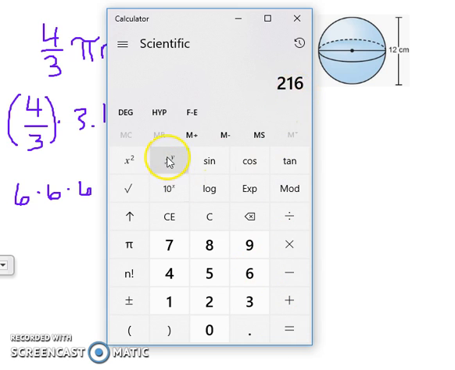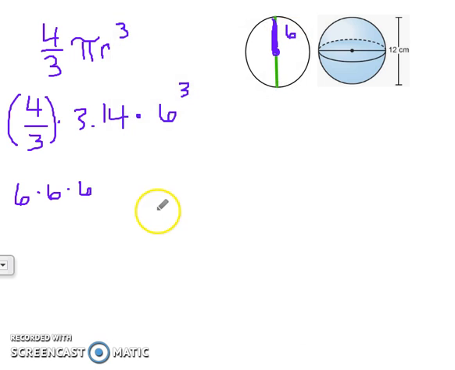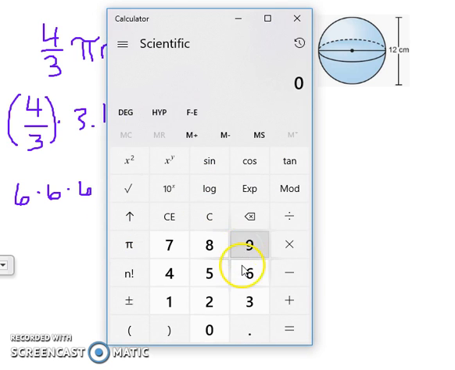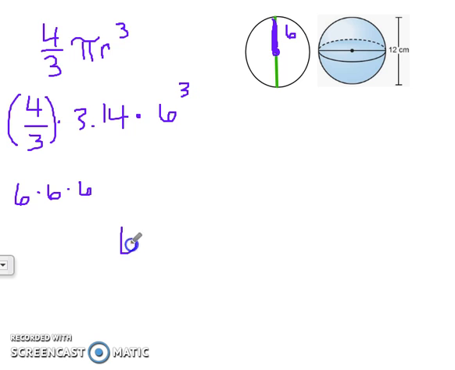The other way I can do it is try and figure out how to use this to the any power button. Let's try first to put in a 6 and then press it. That's the way you do it on this calculator. So you put my 6 in. Now it's asking me to raise it to the third power. Bam, I get 216. Okay, so I know that part's 216. Now I'm going to multiply it times 3.14. 216 times 3.14 equals 678.24. What is 678.24? It is 3.14 times 6 to the third power.